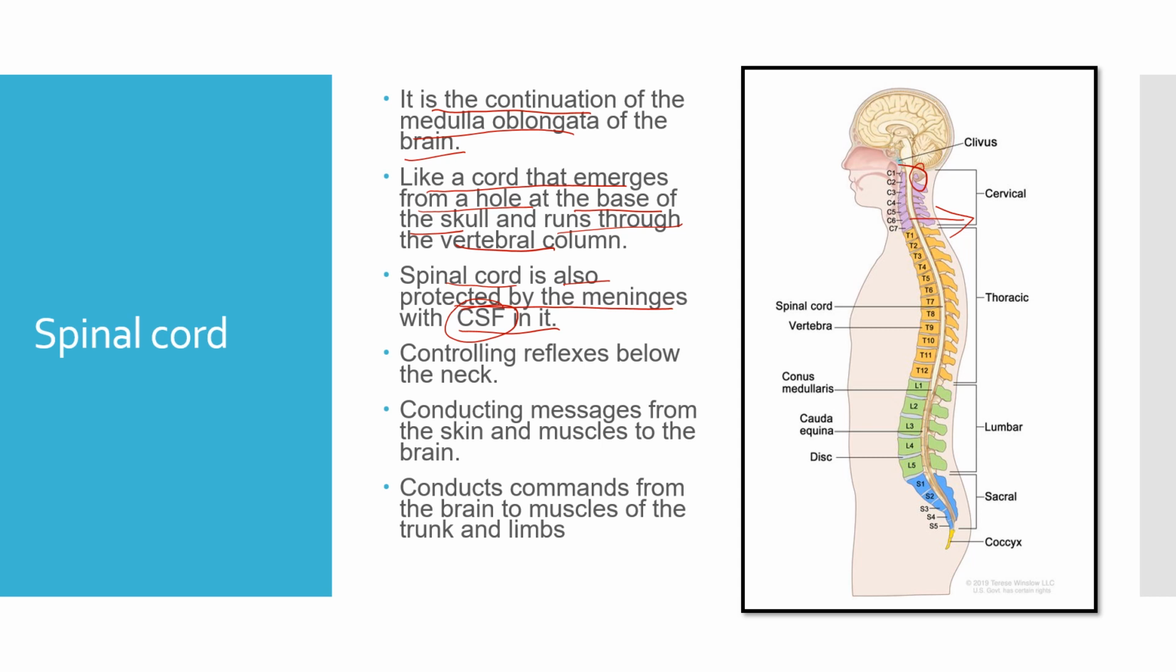Now what are the functions of nervous system? The main three functions of nervous system are: it is controlling the reflexes below the neck, and it is conducting messages from the skin and the muscles to the brain, whereas it is conducting commands from the brain to the muscles of the trunk and limbs. So it is also conducting the messages from the skin and the muscles to the brain, and it is conducting the commands from the brain to muscles of the trunk and the limbs. Is it clear?